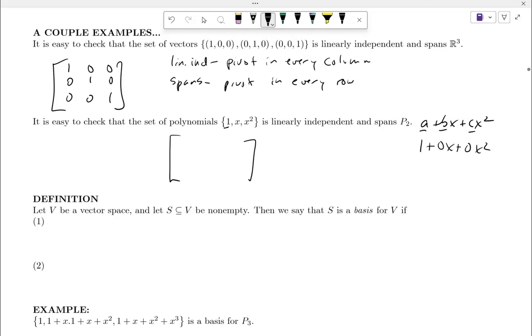Yeah. 1 is 1 plus 0x plus 0x squared, right? So I would do 1, 0, 0 here. What do you do for the x? Yeah, 0, 1, 0. What would you do for the x squared? 0, 0, 1. Hey, that looks the same, doesn't it? Do we get a pivot in every row? Yep, so it spans. Do we get a pivot in every column? Yeah, so it's linearly independent.